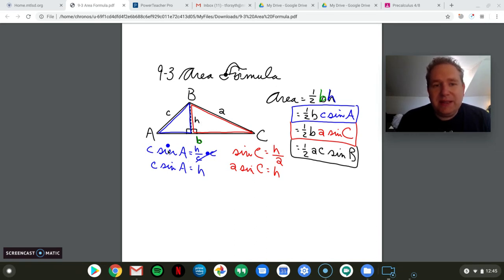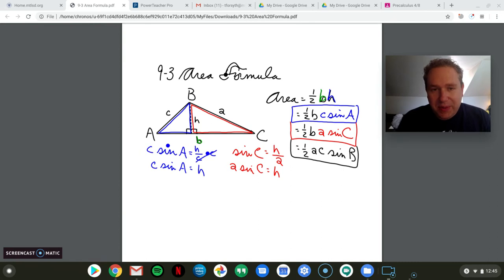If you multiply C on both sides of this equation to cancel it out here, you're left with a formula for the height that I'm circling right now, which is C times the sine of A is the height. So jump up here to this area formula. Area is 1/2 of the base times the height, which we just found is C sine A. So this is a way of finding the area of a triangle if you know side length B, side length C, and angle measure A.